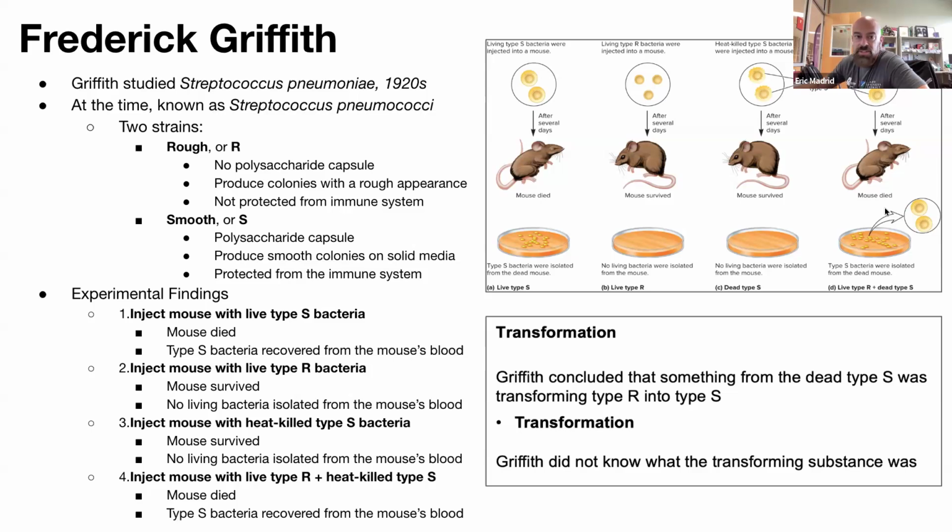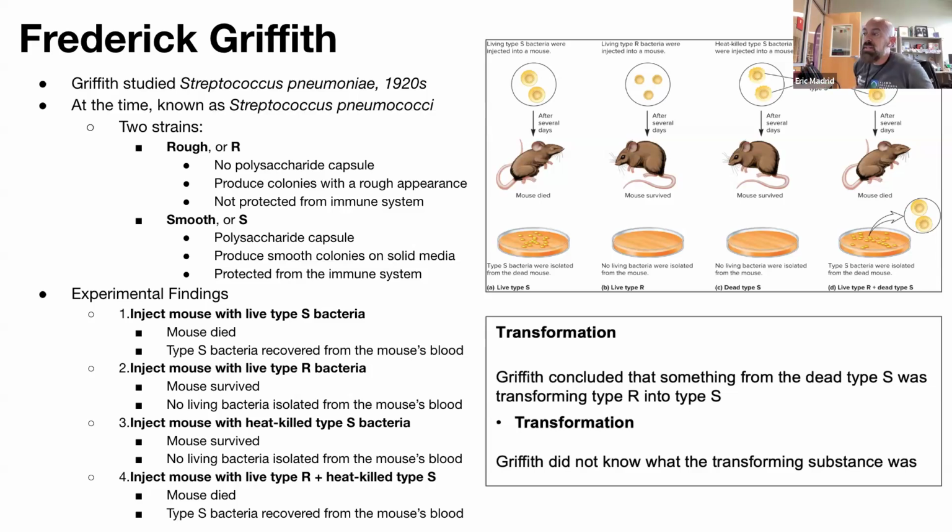If R by itself doesn't kill a mouse and heat killed S by itself doesn't kill a mouse, why is it that when you mix the two together somehow it kills a mouse? And this is a repeatable outcome. He would do it over and over again and keep getting the same result. So the conclusion is that somehow information from that S strain bacteria, which was heat killed, is being transmitted over to the living R strain, and then the R strain is killing the mouse. Somehow the R strain is learning something from the S, and that is what's enabling the R to kill the mouse.